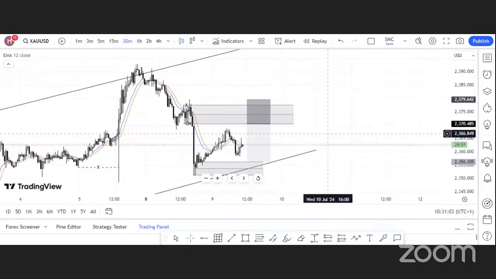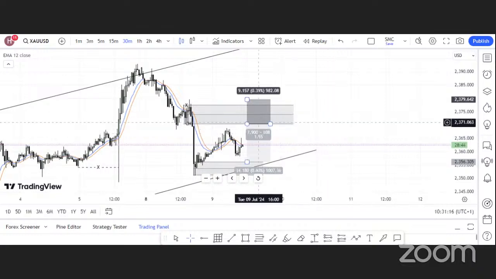You can take a screenshot of this. Just replicate everything I did here on your chart, and once the market is giving a rejection when it gets to this point, if you have a good confirmation, you can open a sell position.